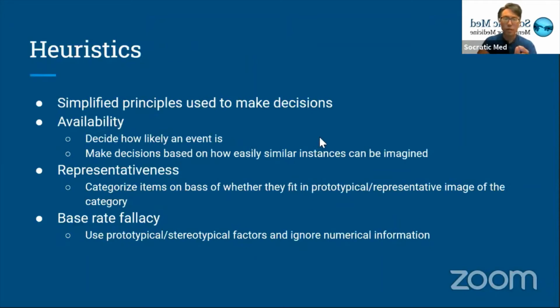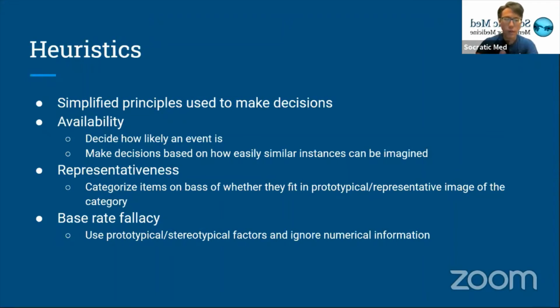And another type is more of an easier way to answer questions. It's called heuristics. That's when we use simplified principles to make our decisions. So it's like using shortcuts and generalizations or stereotypical answers to make our decision.